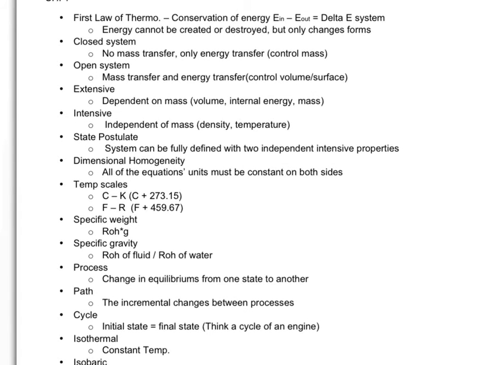Process, path, cycle. So a process is changing equilibriums from one state to another. So if it goes from one temperature and volume and it comes up to a different pressure and volume, P, V. If it goes from this state to this state, then we say that this was the process at which it went from this state to this state. The path would be the line from the two.